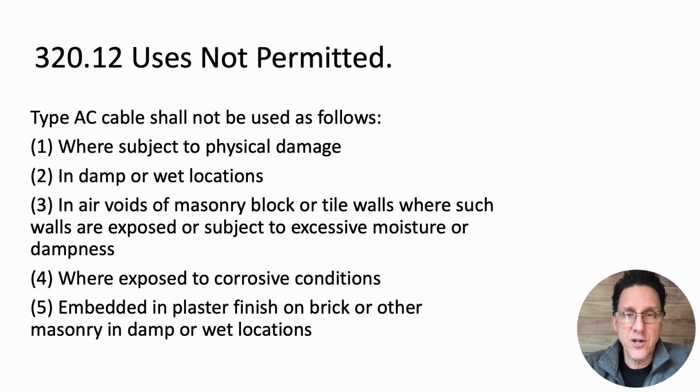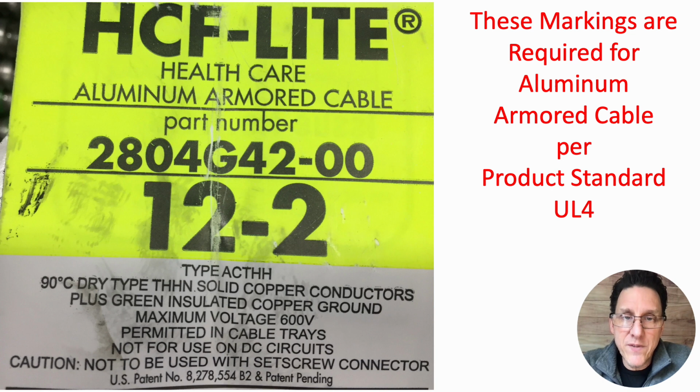It doesn't mention anything about DC circuits, right? Can I use this with DC circuits? Well, 320.12 makes no mention of it. It doesn't say not for use on DC circuits. Well, guess what? If we look at the rest of the information on the tag, this is aluminum AC cable. Now, the product standard, UL 4, requires certain markings on the tag for aluminum AC cable. It has to say aluminum armored cable. And again, that's per the product standard. It also has to say, guess what? Not for use on DC circuits. Aluminum AC cable cannot be used with DC circuits.